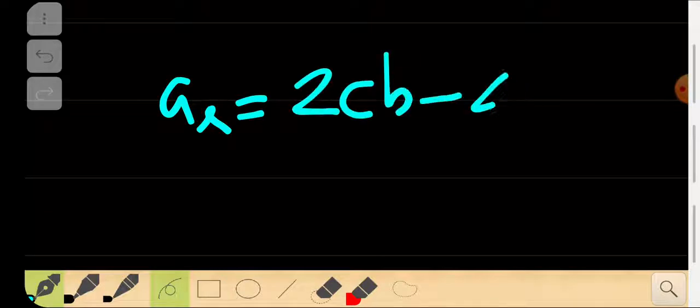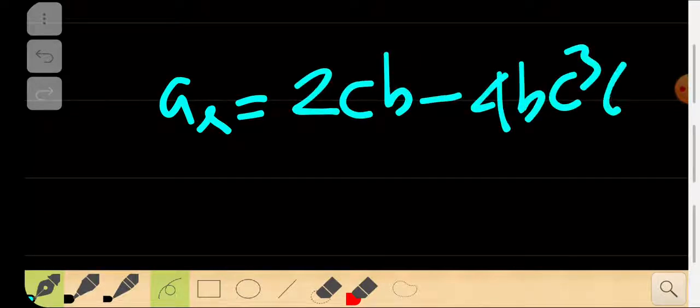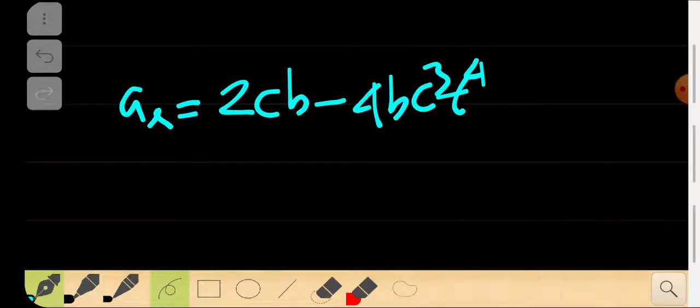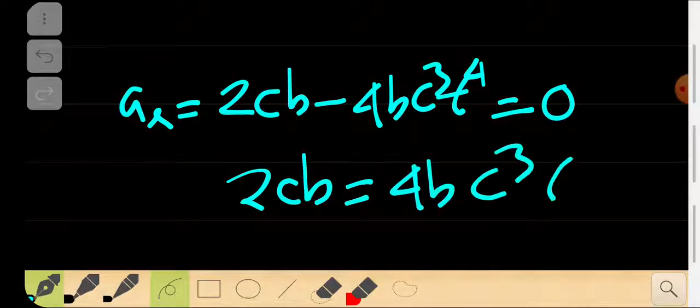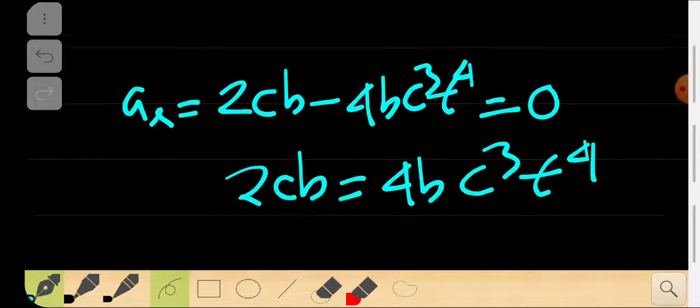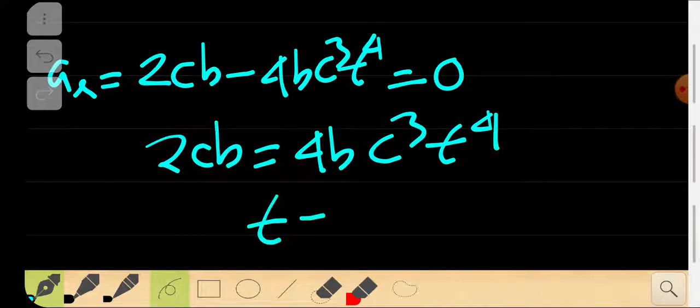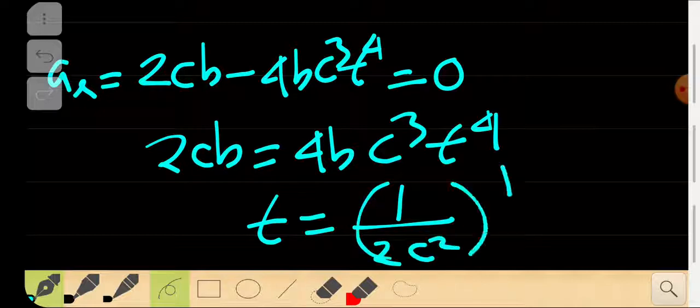So remember, radial part a_r had was equal to 2cb minus 4bc cube t raised to 4. We found that. So when will it be equal to 0? Now all you need to do is just simplify this and you get 4bc cube t raised to 4. So when you simplify that, you get t is equal to, c cancels, b and b cancel, and you get t will be equal to 1 by 2c square, the whole raised to 1 by 4.